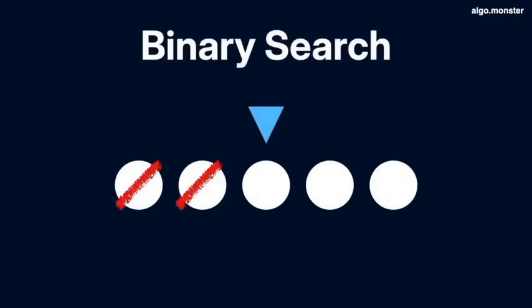Binary search is one of the most efficient algorithms in all of computer science. At its core, it's a way to take a big problem and cut it in half over and over again until you land on the answer. And that's the key idea. Cut the problem in half at every step.